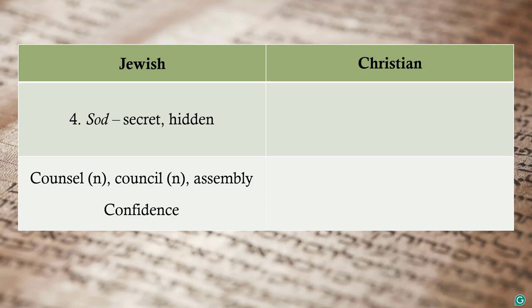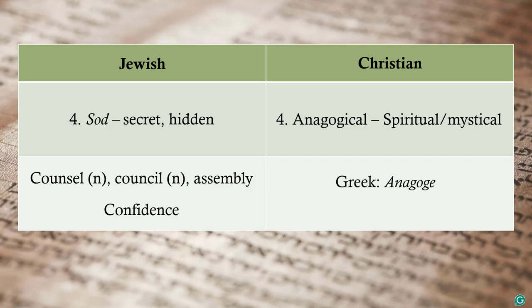Okay, now on the Christian side, we have a word, anagogical. Now that's a Greek word. It often would get translated as something spiritual or the mystical side of Christianity. But the word comes from the Greek word anagoge. And what does anagoge mean? It means to climb or to ascend upward.